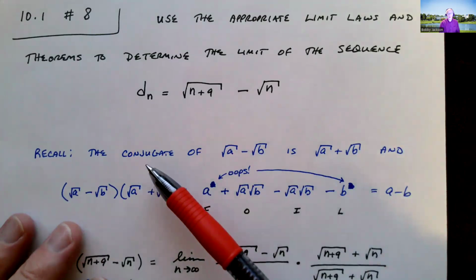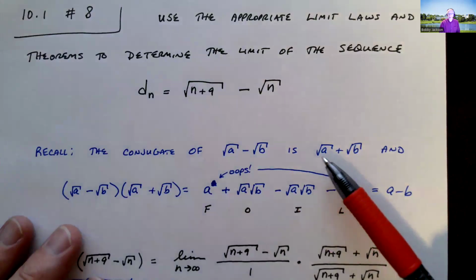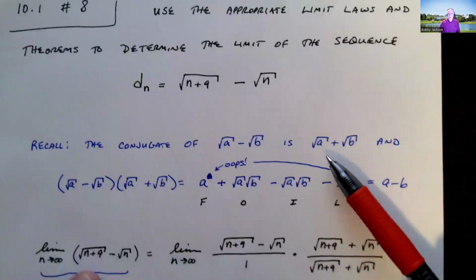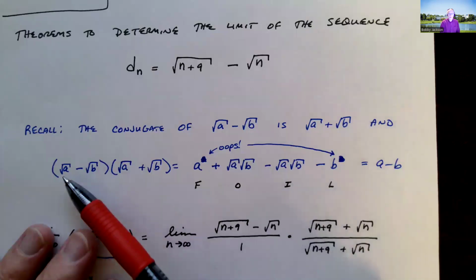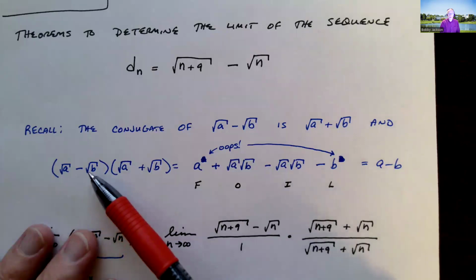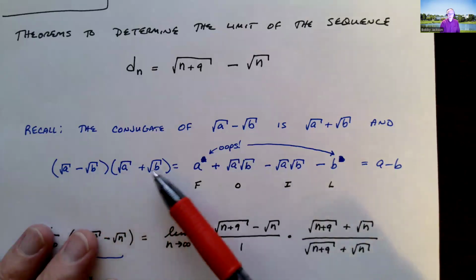If you remember, the conjugate of the square root of a minus the square root of b is just the square root of a plus the square root of b. And what do conjugates help us with? Well, take a look at this expression here: the square root of a minus the square root of b times its conjugate.